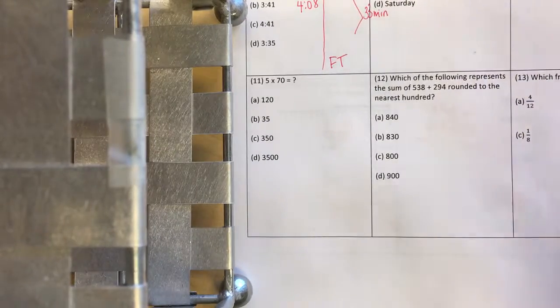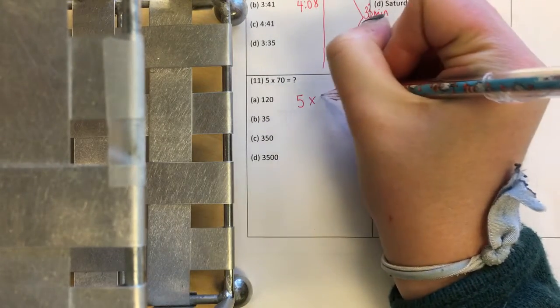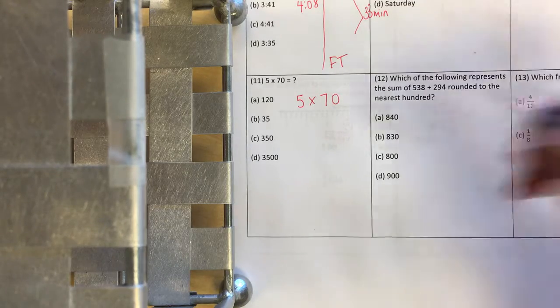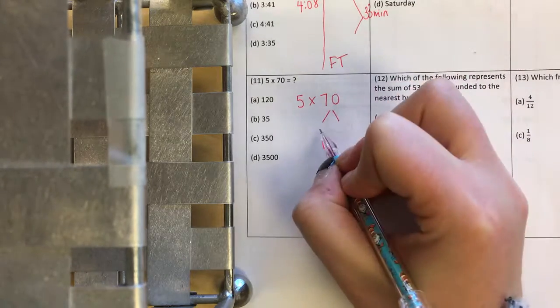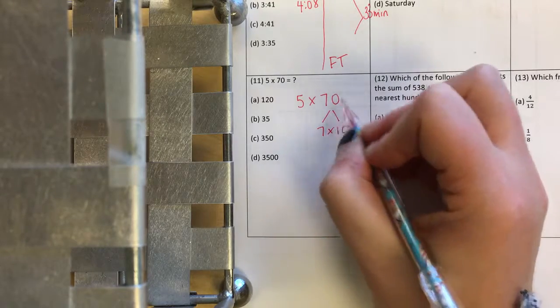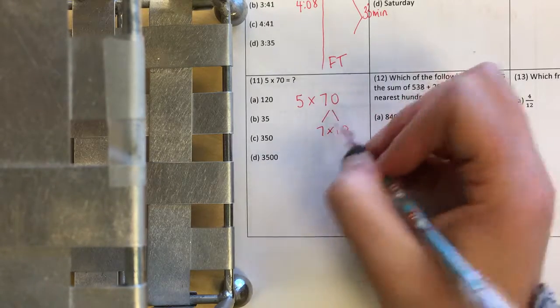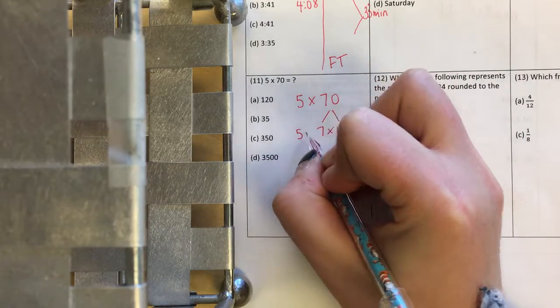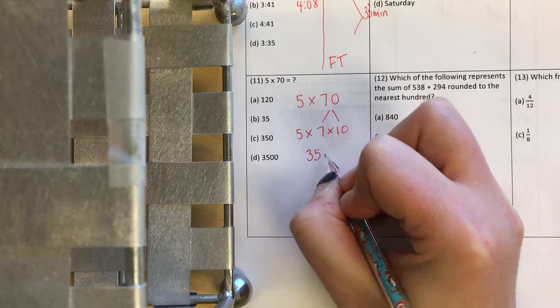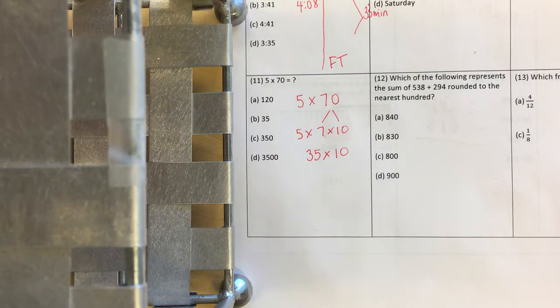Number 11, we're breaking down a harder multiplication problem so that it's easier. We can break down 70 into 7 times 10. 7 times 10 gives us 70, so nothing is changing, the value stays the same. And now we can multiply 3 times 7 and get 21 times 10 to get our final answer.